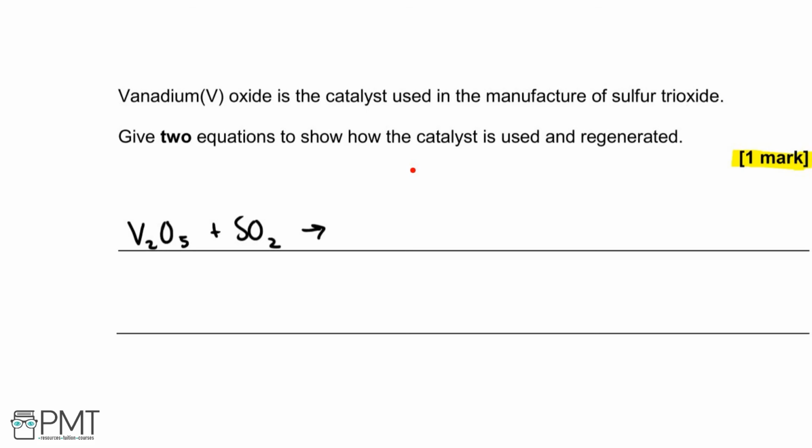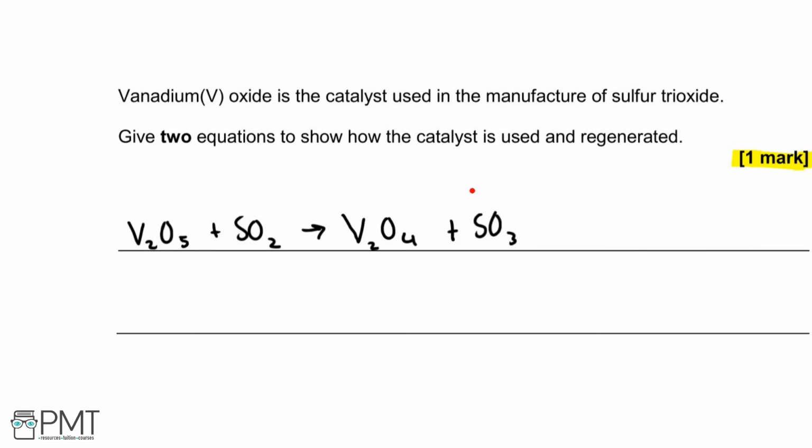So the vanadium will be reduced. That's going to go from V2O5 to V2O4. It has lost an oxygen atom and the vanadium has decreased from a +5 oxidation state to a +4 oxidation state. And what we will see is that we have sulfur trioxide now, as the sulfur has been oxidized, it's gained the oxygen atom and also has gone from a +4 oxidation state to a +6. But that's our first reaction, how the catalyst is used. Now we need to show how it's regenerated.